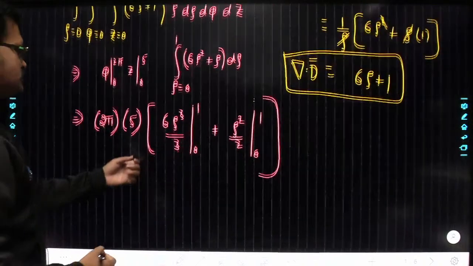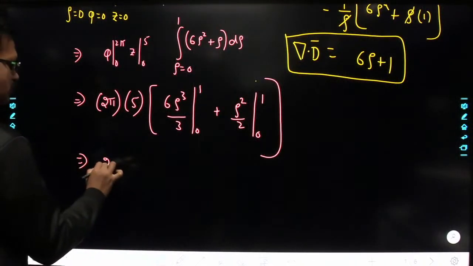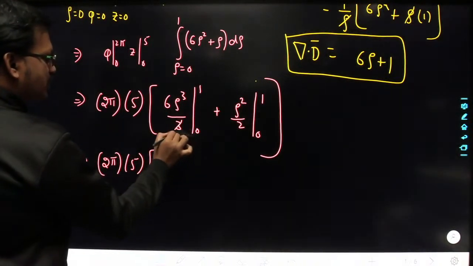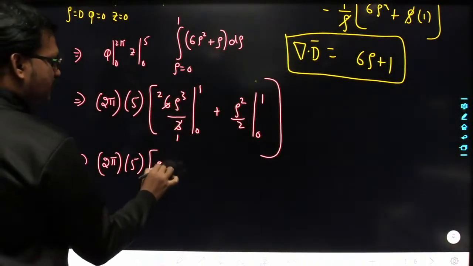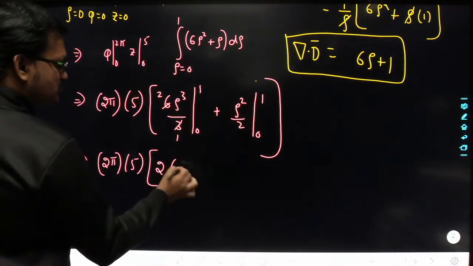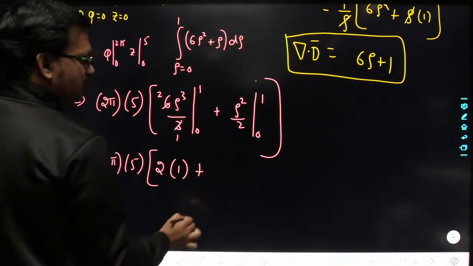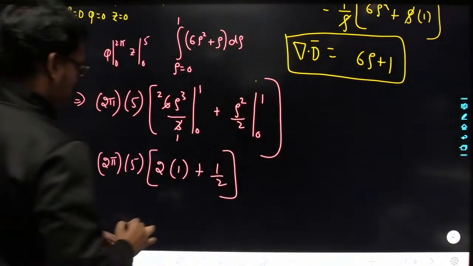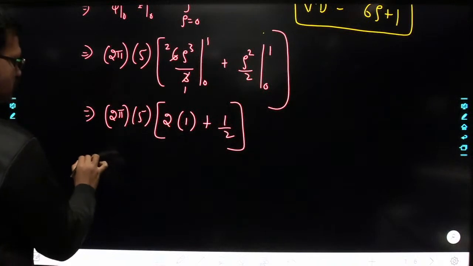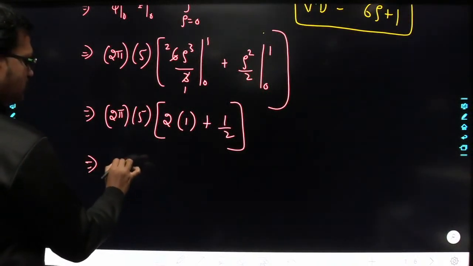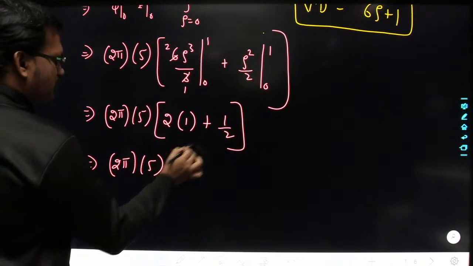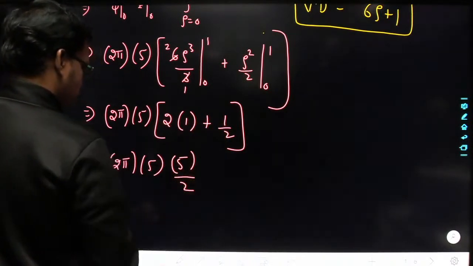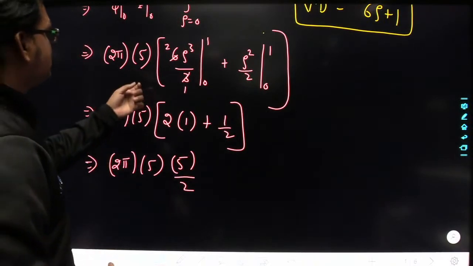So substitute these things here. What you are going to get? Here 2 pi and 5, and here 3 into 1s and here 3 into 2s. So you can write 2 into 1 cube minus 0 cube, that is 1, plus 1 by 2. So here 2 pi into 5 into 4 plus 1, that is 5 by 2. Oh, something we have missed here.